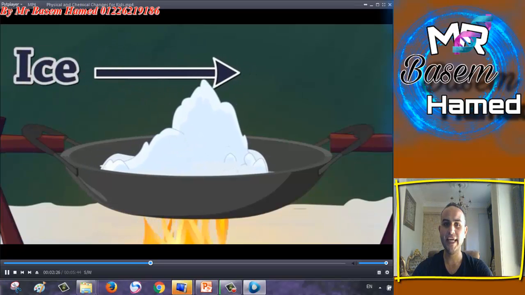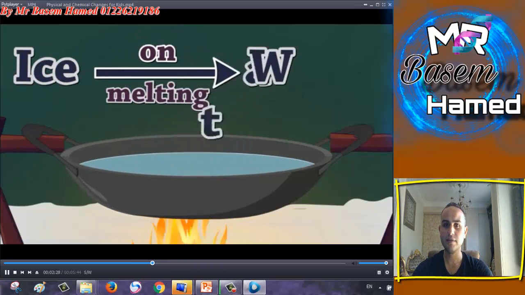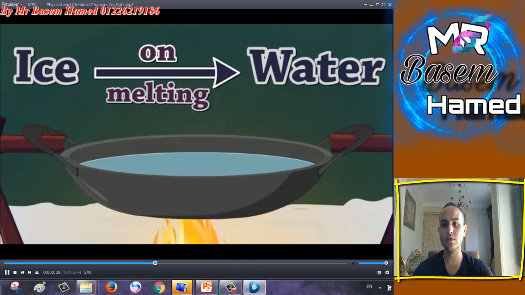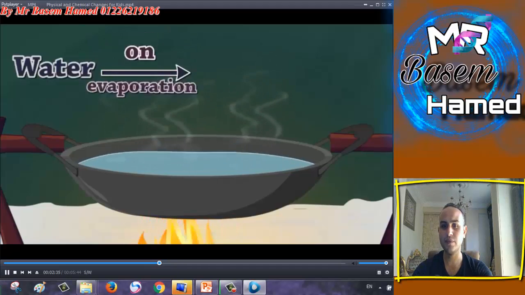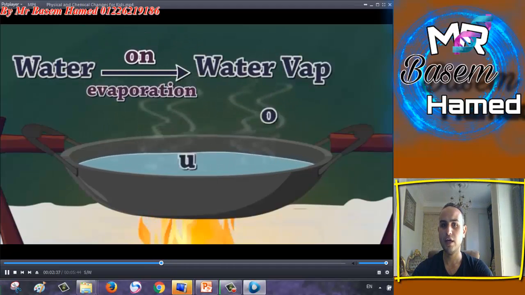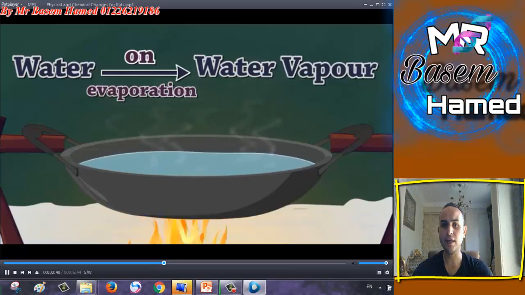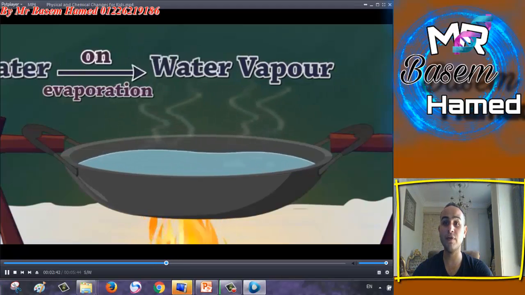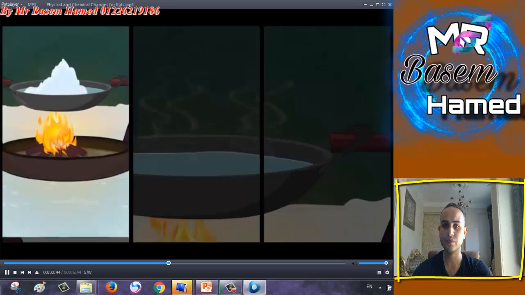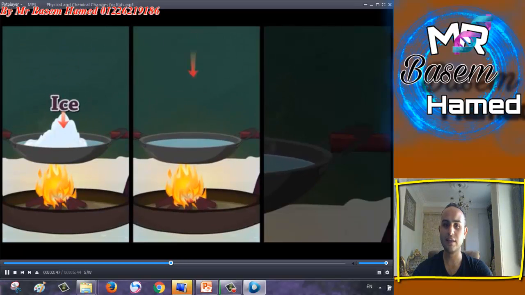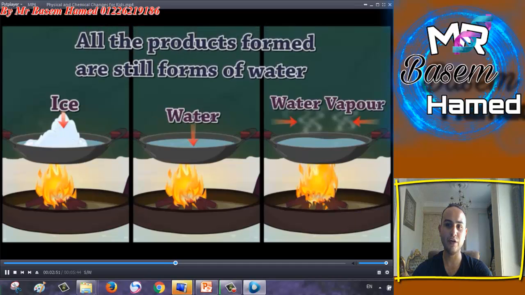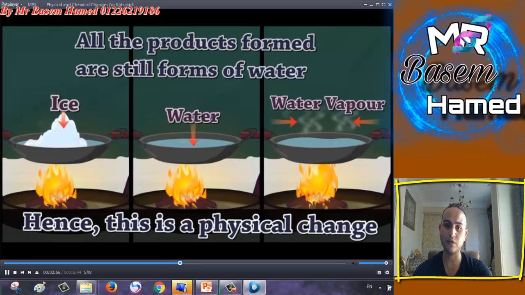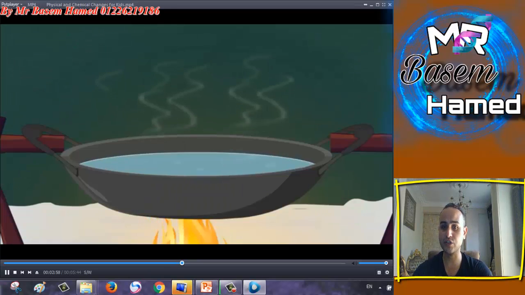Look, when we heat the ice, it melts and it changes into water. And by still heating the water, evaporation happens, and the water changes to water vapor. So, the water can be found in three states: ice, water, water vapor. All products formed are still forms of water. Hence, this is a physical change.